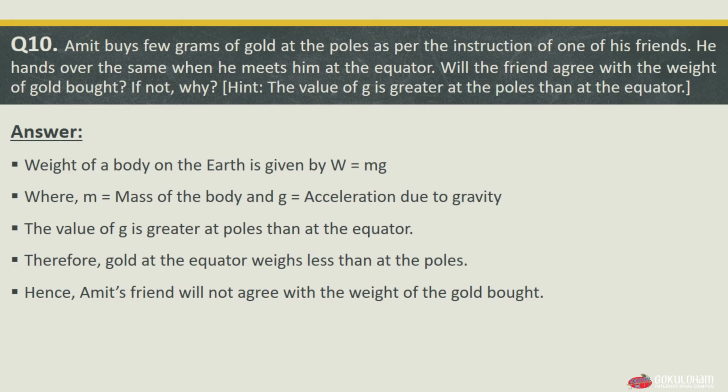So according to our answer, the weight of a body on earth is given by weight W is equal to m, the mass of the body, and g, acceleration due to gravity. So the value of g is greater at the pole than at the equator. So the value of g is greater at the pole and less at the equator, and therefore the gold at the equator weighs less than at the poles, and hence Amit's friend will not agree with the weight of the gold Amit bought. So this was our answer for question 10. Now we will move to our next question.